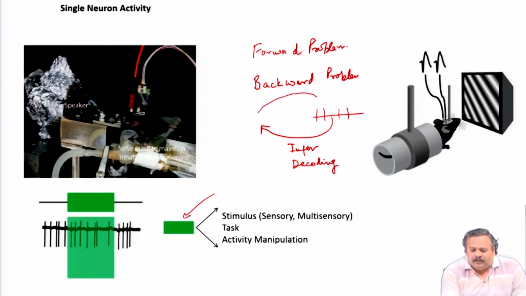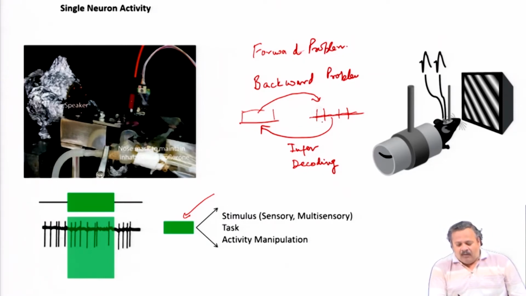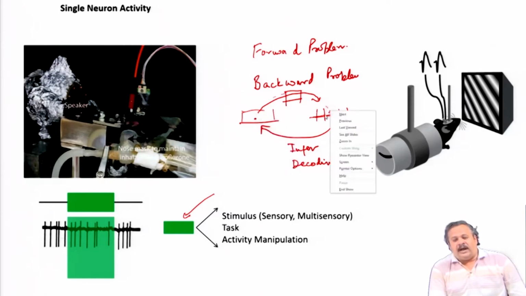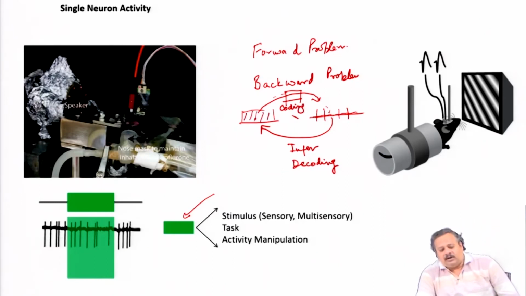And there is also the forward problem. That is, given this green box, whatever that is, it can be a stimulus and/or a task, as we have mentioned. We are recording this activity, and we now try to understand how we go from the green box to this activity. That is, we try to model the system. This is the coding part. That is how the things going on in this green box can be transformed into these single neuron activities, or single neuron spiking.